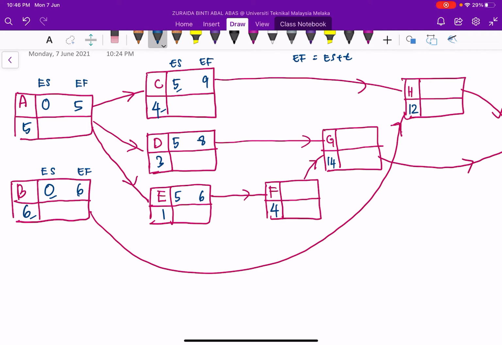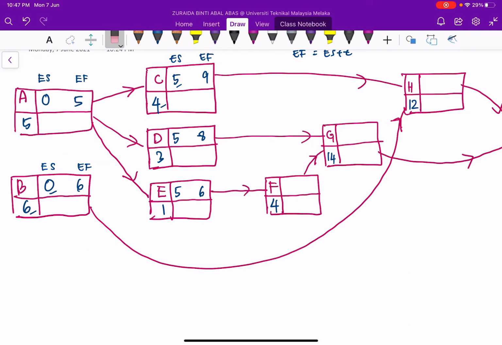If you look at the diagram here, after E you have F, and it can start at 6 because 6 is the earliest finish time of E, and it is connected to F. So the earliest start time for F is 6. The earliest finish time is 6 plus 4, which is 10.